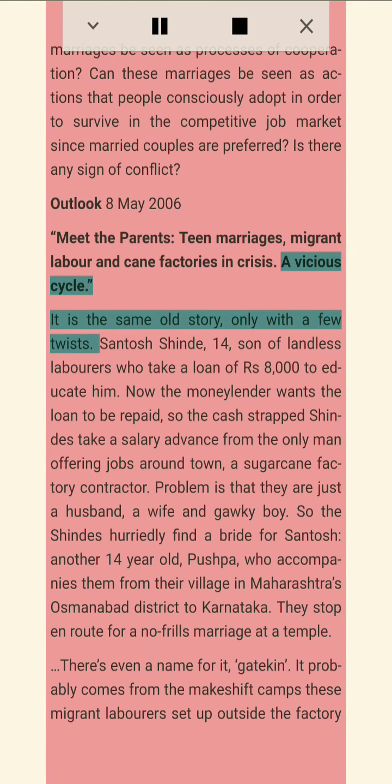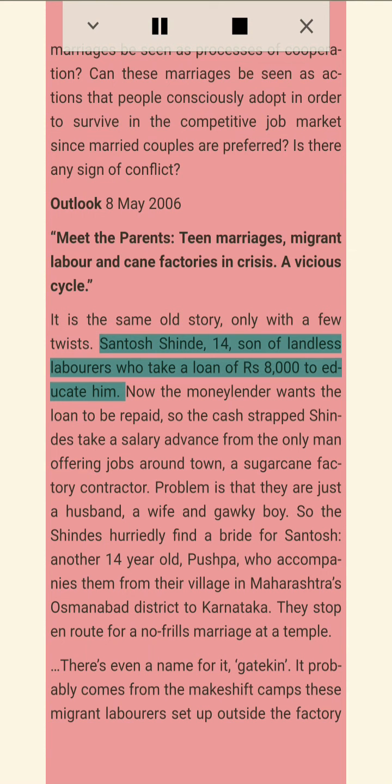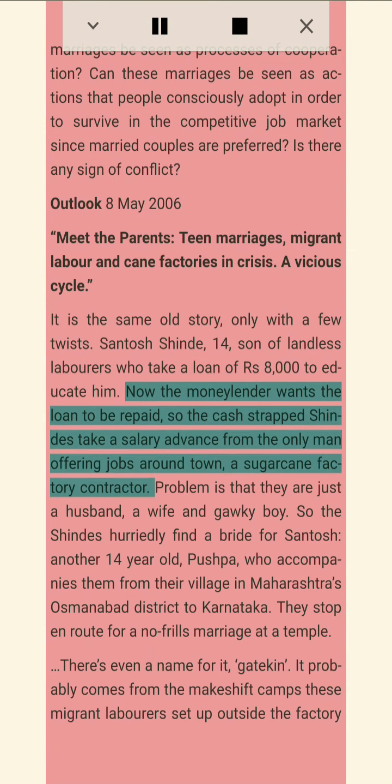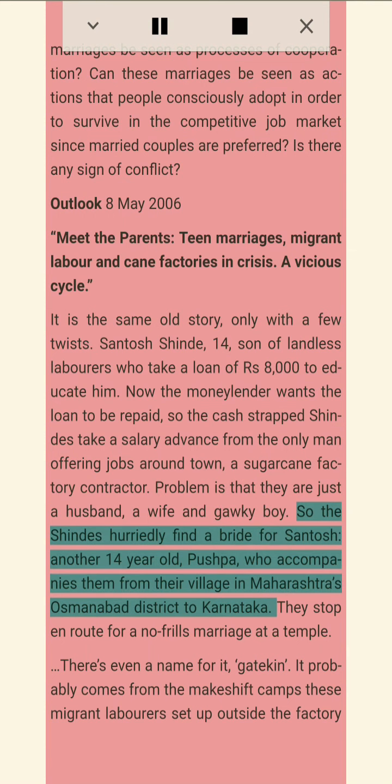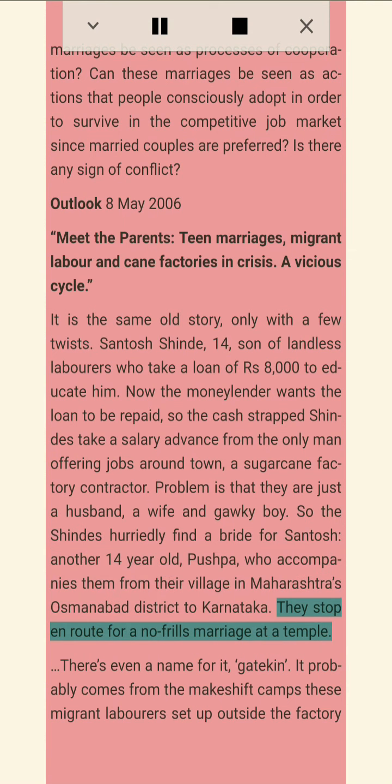A vicious cycle. It is the same old story, only with a few twists. Santosh Shinde, 14, son of landless laborers who take a loan of 8,000 rupees to educate him. Now the moneylender wants the loan to be repaid, so the cash-strapped Shindes take a salary advance from the only man offering jobs around town, a sugarcane factory contractor. Problem is that they are just a husband, a wife and gawky boy. So the Shindes hurriedly find a bride for Santosh, another 14-year-old, Pushpa, who accompanies them from their village in Maharashtra's Osmanabad district to Karnataka. They stop en route for a no-frills marriage at a temple.